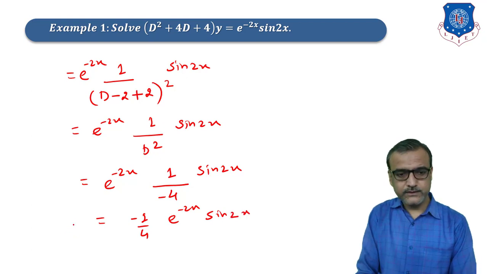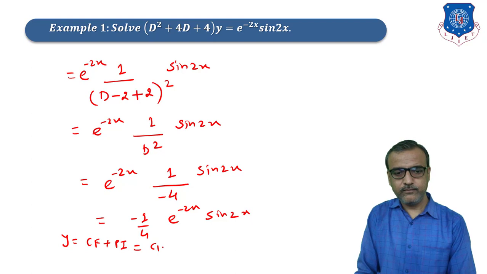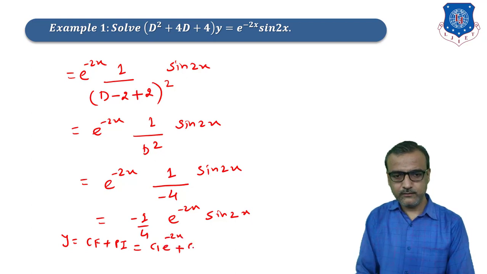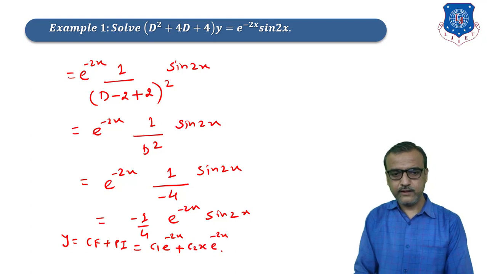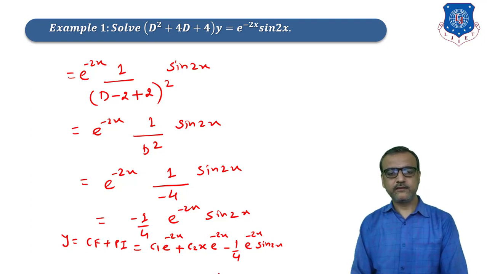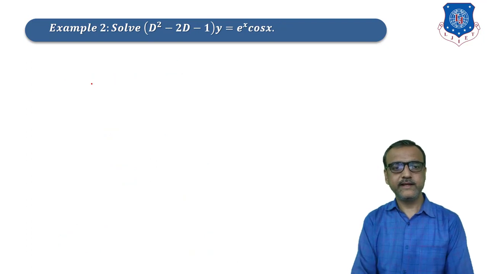Now the general solution is y equals CF plus PI, and CF is c1 e raised to minus 2x plus c2 x e raised to minus 2x, and PI is minus 1 upon 4 e raised to minus 2x sine 2x. So this is the required general solution. Now we will see example number 2.